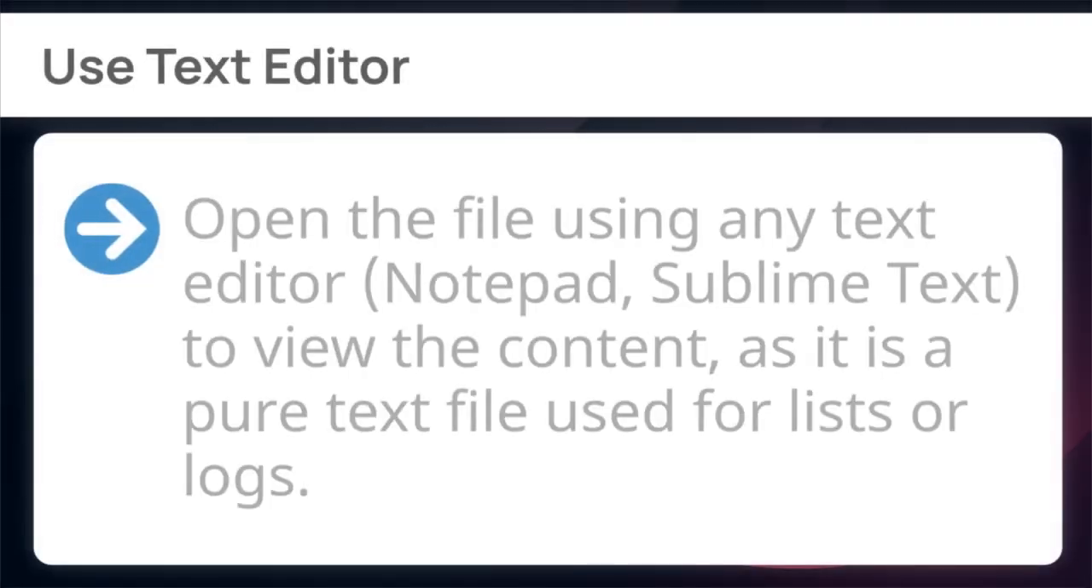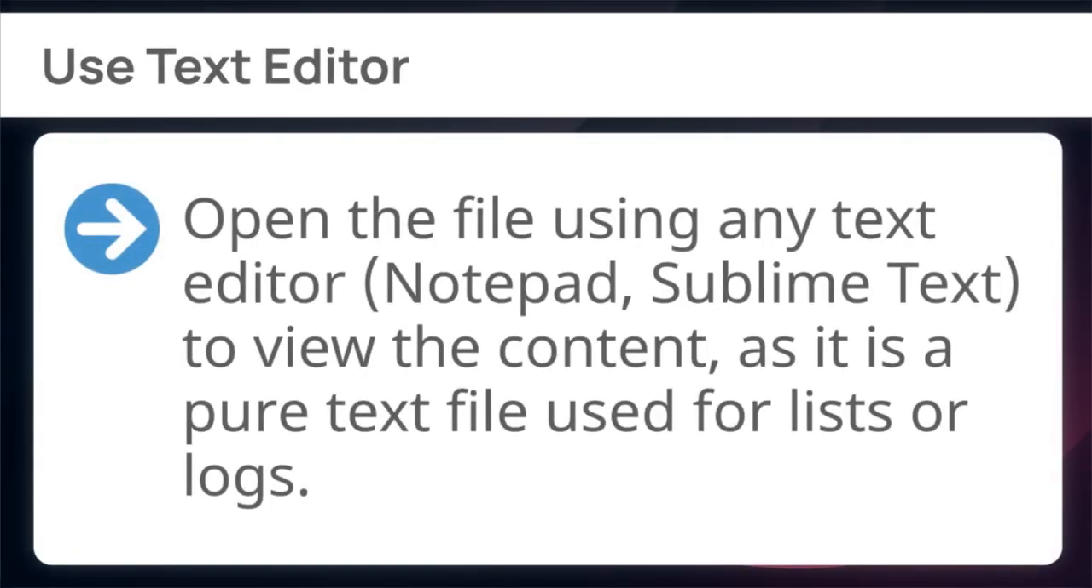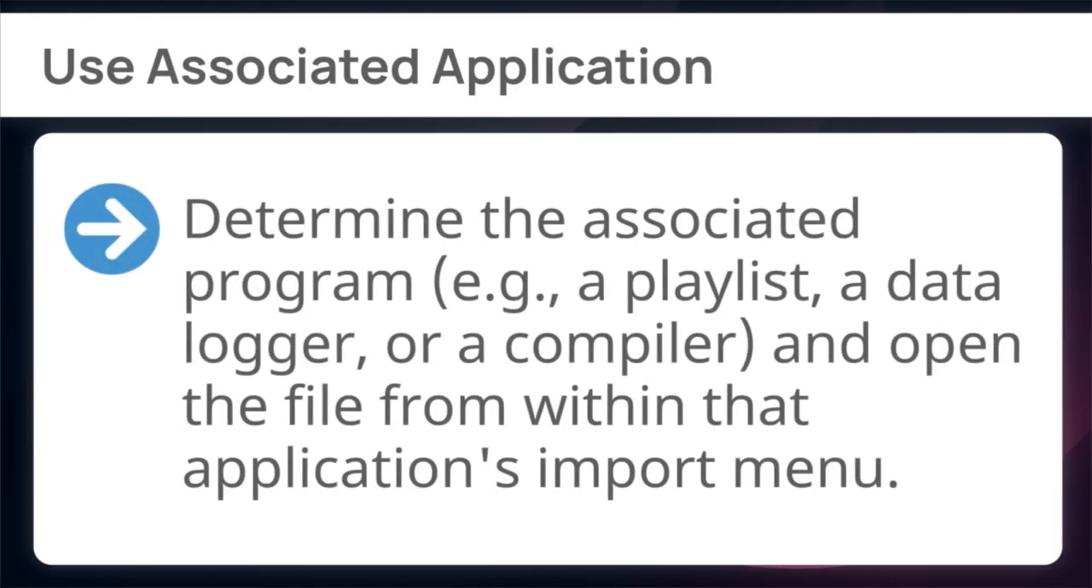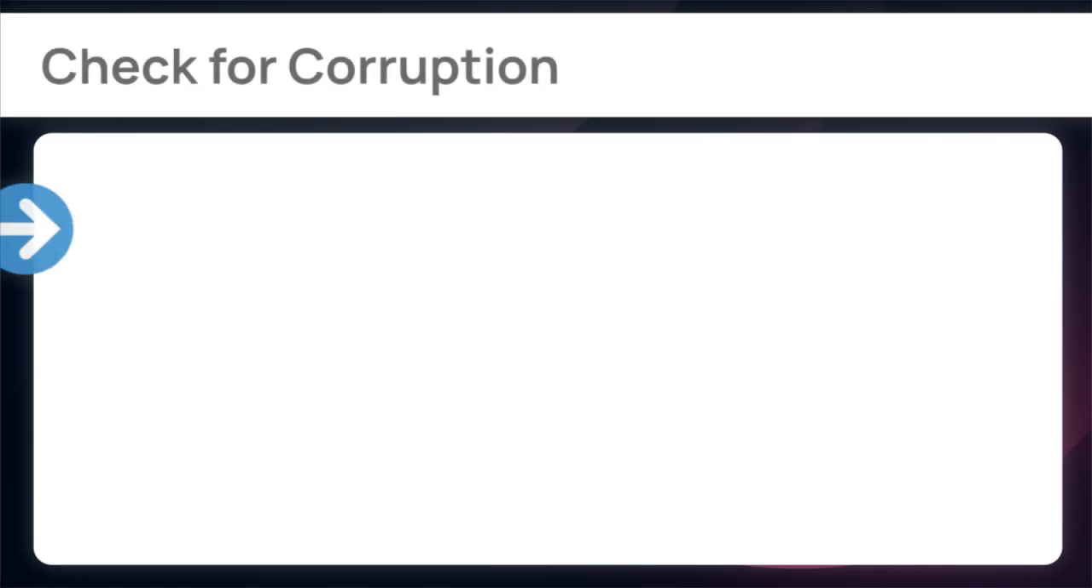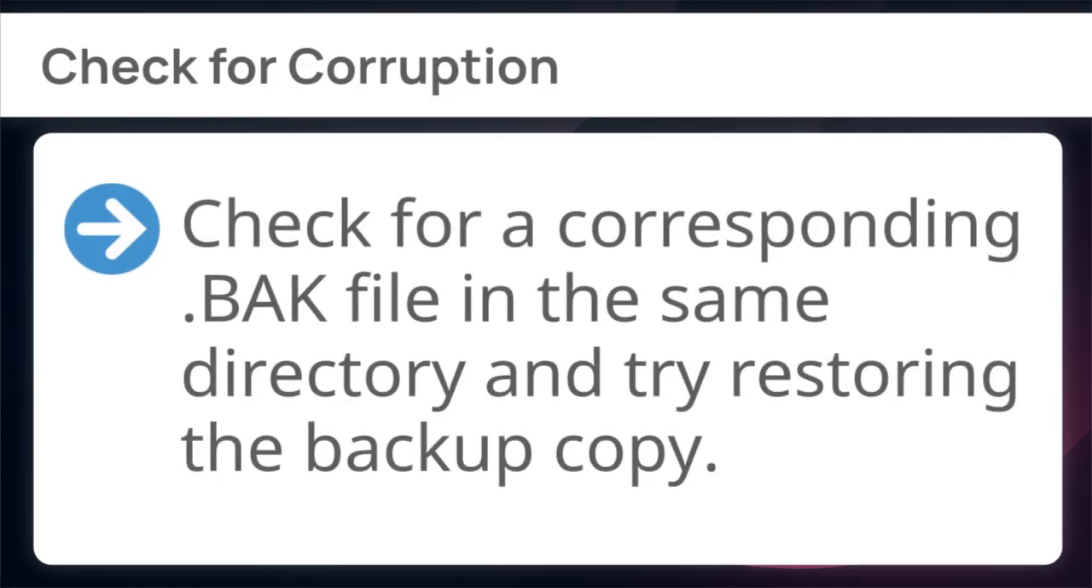First, use a text editor. Open the file using any text editor, Notepad, Sublime Text, to view the content, as it is a pure text file used for lists or logs. Next, use the associated application. Determine the associated program, e.g. a playlist, a data logger, or a compiler, and open the file from within that application's import menu. Finally, check for corruption. Check for a corresponding backup file in the same directory and try restoring the backup copy.